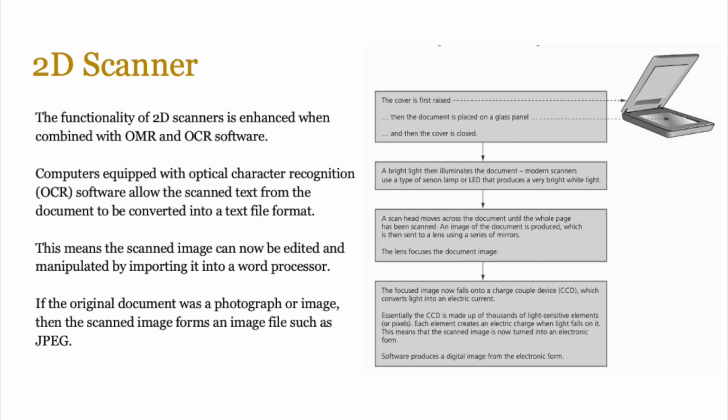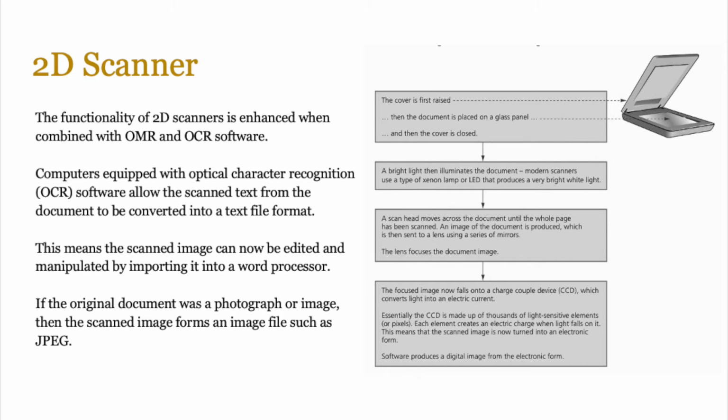Now, this focused image falls on a charged coupled device, a CCD, just like a digital camera, which converts light into electrical current. If you've forgotten about this, essentially the CCD is made up of thousands of light-sensitive elements or pixels. Each element creates an electrical charge. This means that the scanned image is now turned into an electronic form, and then software produces a digital image from that electronic form.